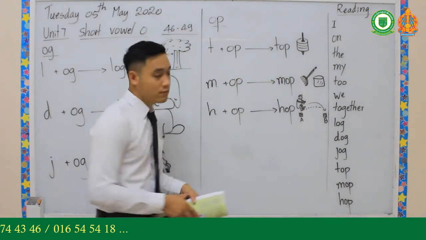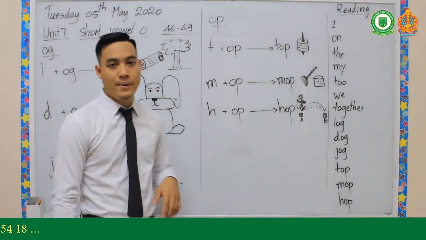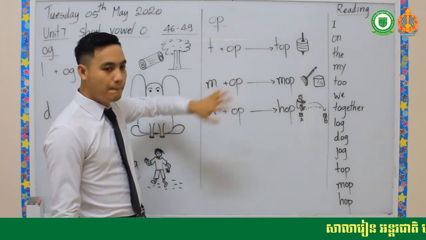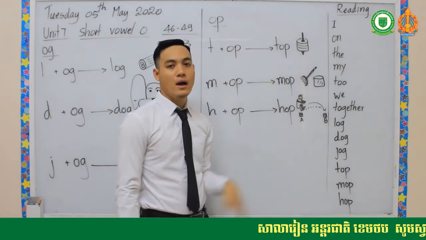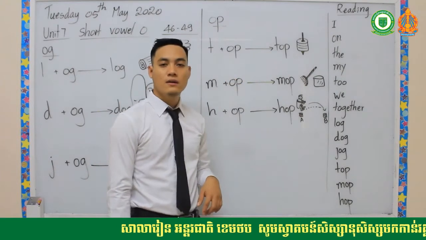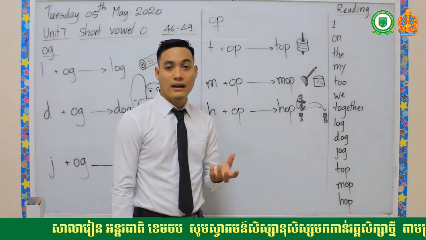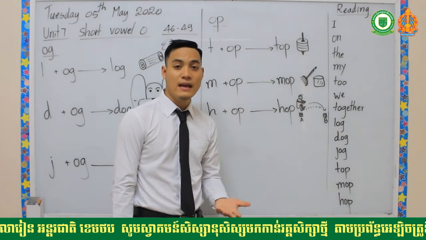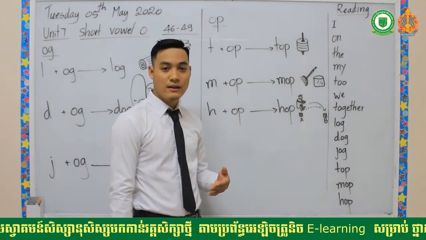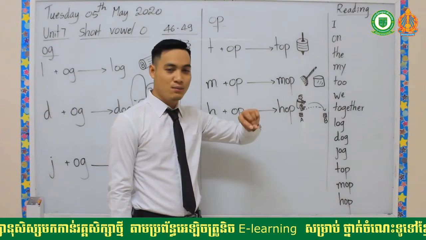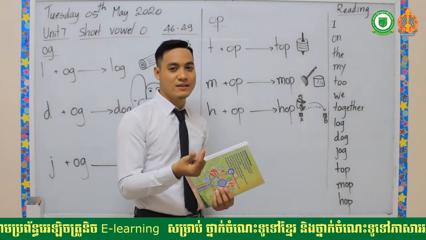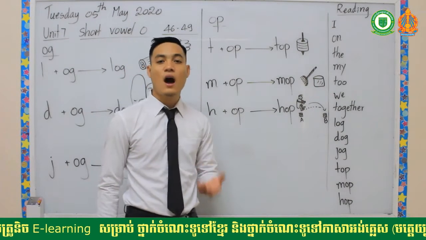And now we review about op. Okay, so over here, op, like the word top. So the word top is referred to a kind of toy that we used to play, especially for kids. The kids love playing this one, like a toy, like we try to make it run around by using our fingers. Okay, so this one is top.